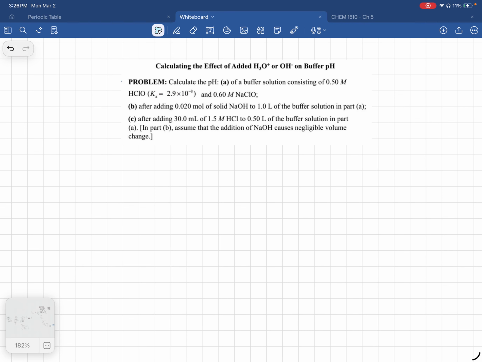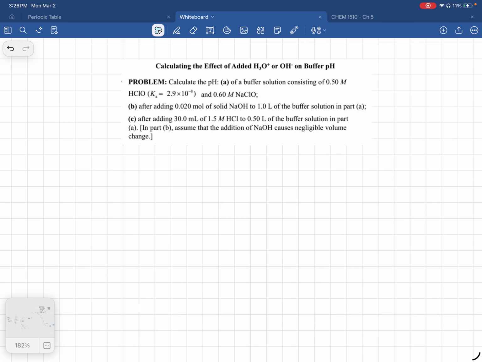Okay, so in this video, we're going to go ahead and work on solving a buffer problem. So first, let's read through the problem. We'll go through what a buffer is, how we set things up, how we want to think about things conceptually and quantitatively, and then work through a solution.